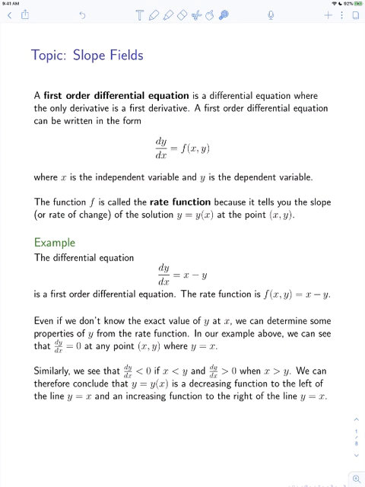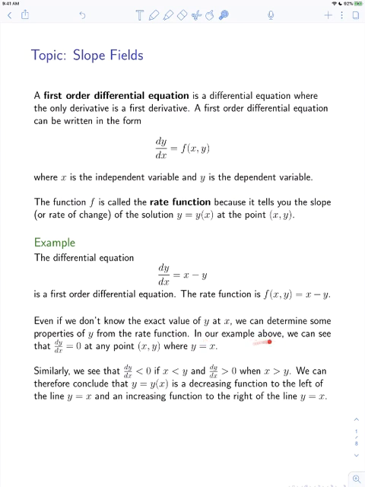Even if we don't know the exact value of y at x, that is to say, even if we don't know the exact formula that gives you y, which is presumably a function of x itself, we can still determine some properties of y from the rate function, because the rate function will tell you the slope of the tangent line at any given point.